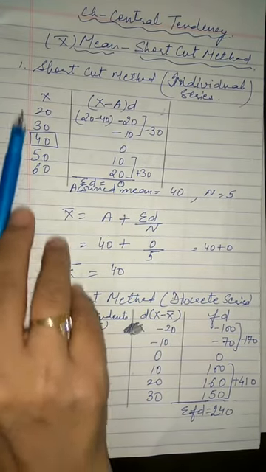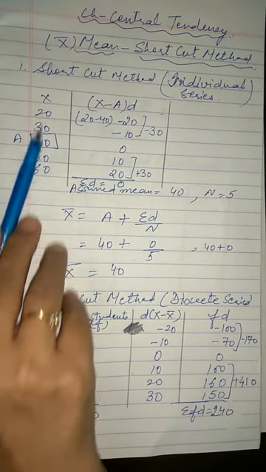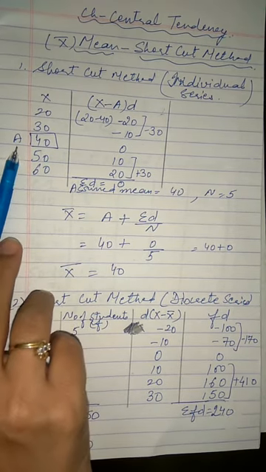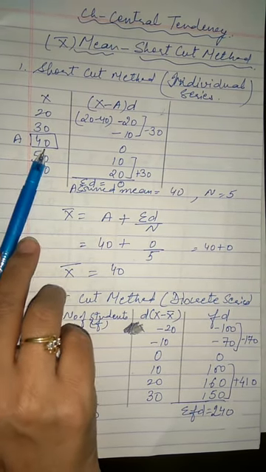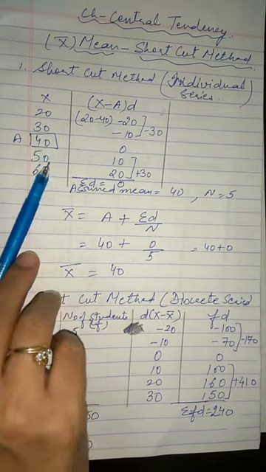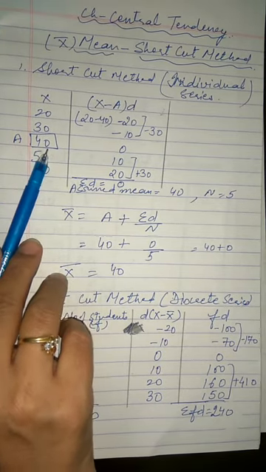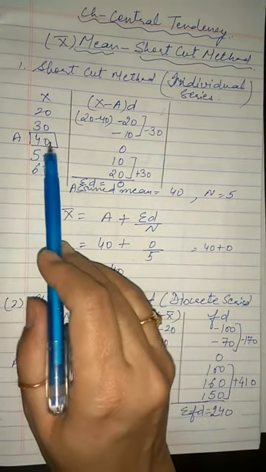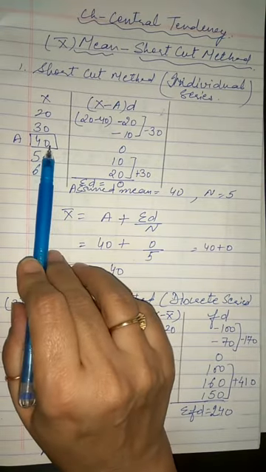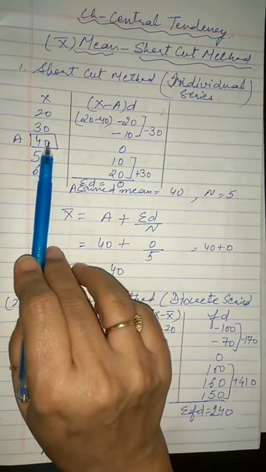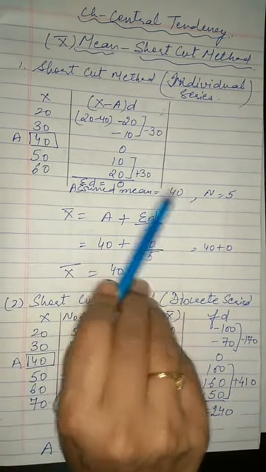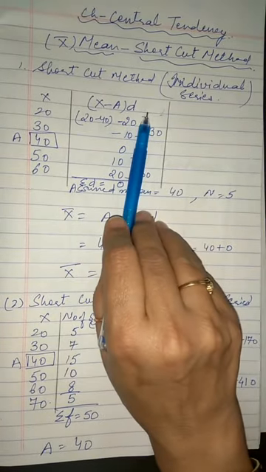Assumed mean can be any number, can be the first, can be the last, but generally we take it in the middle value. In between, we generally take that. So like in this sum, we have taken 40 as the assumed mean. Assumed mean is 40. Now we will find deviation.